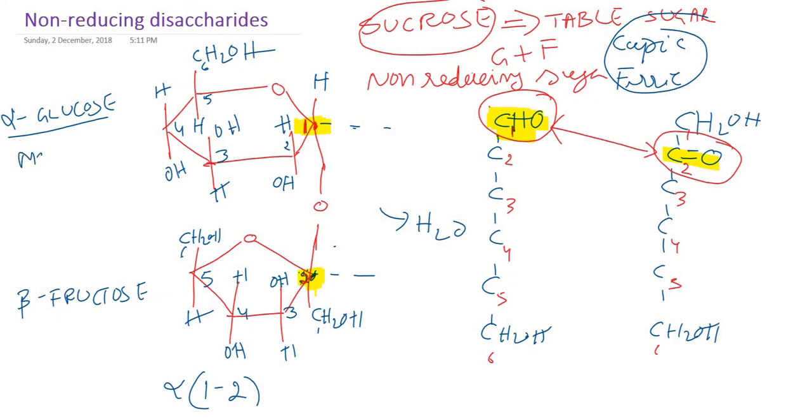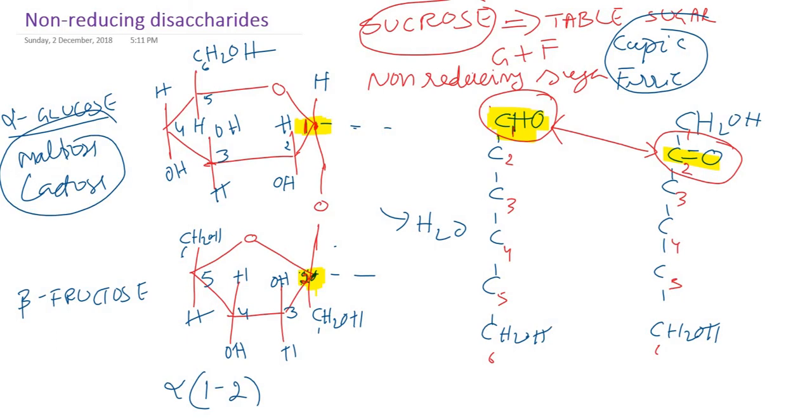Summary: maltose and lactose are reducing disaccharides, whereas sucrose is a non-reducing disaccharide.